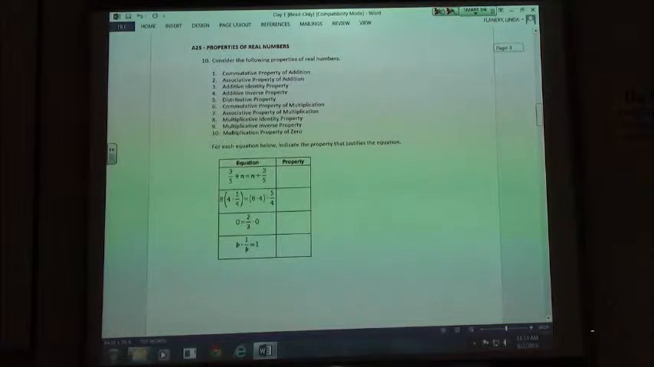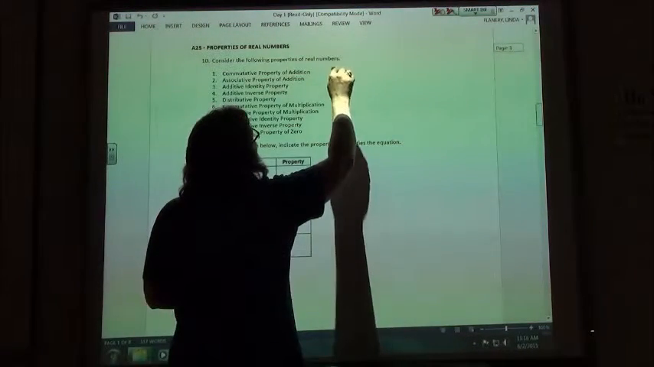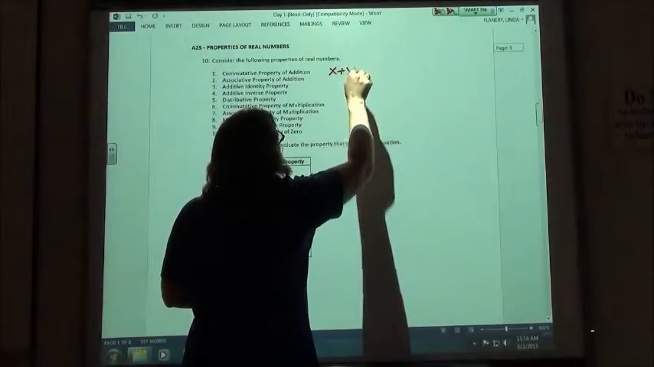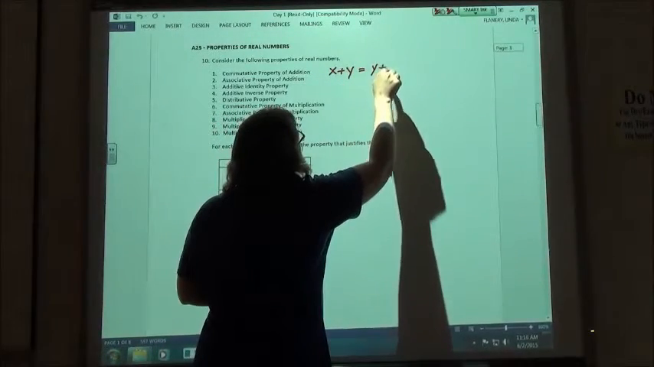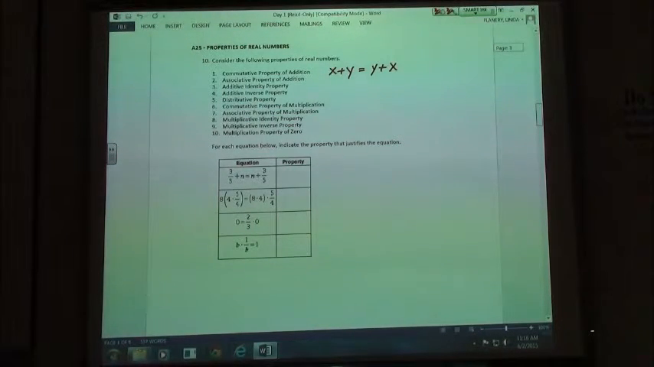Properties of real numbers. Commutative property of addition. The commutative property says you can change the order. If you look on the ALEKS program, they'll show you something like x plus y equals y plus x. I can switch the order of my adding and get the same answer. 2 plus 3 is the same thing as 3 plus 2.